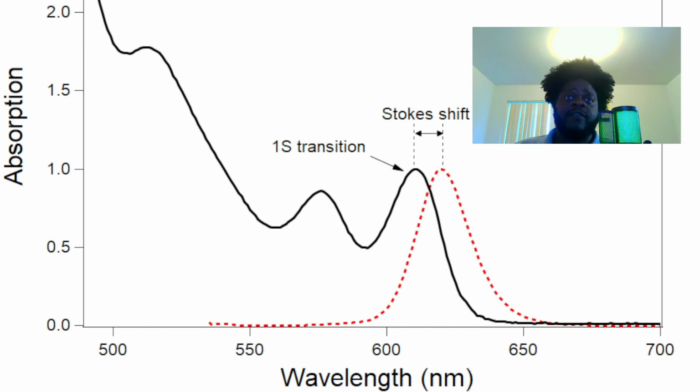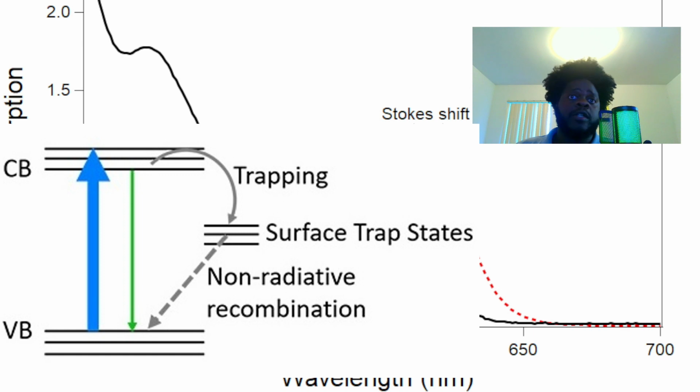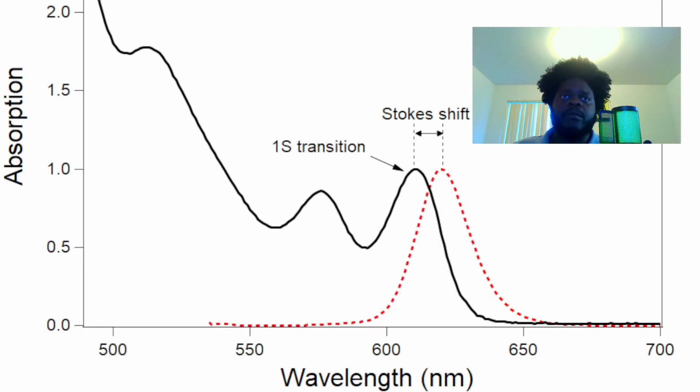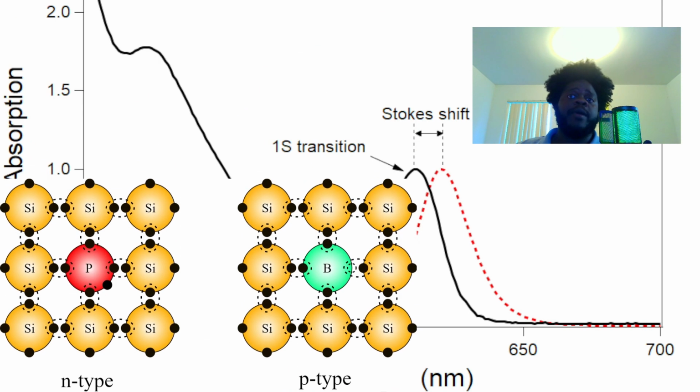This can arise from things like surface defects or traps that will cause the fluorescence to shift, or result in losses of fluorescence, or it can be done intentionally through a process called doping, where you add small amounts of another material that can shift the electromagnetic properties of the material.